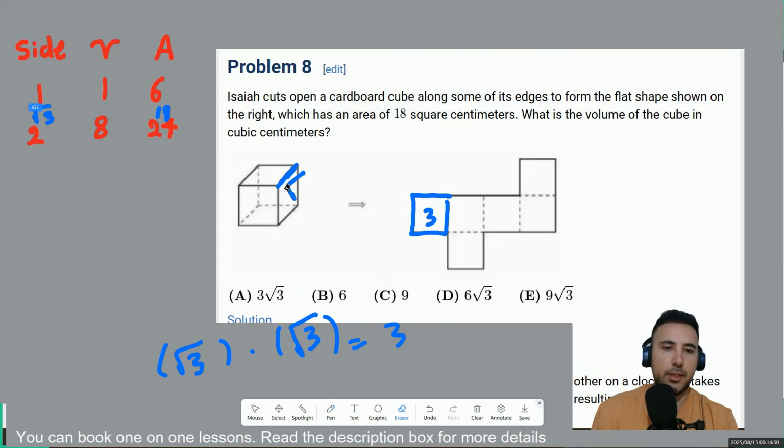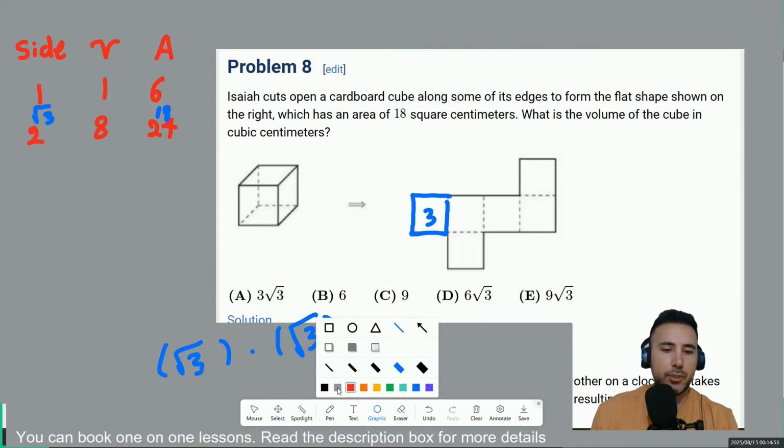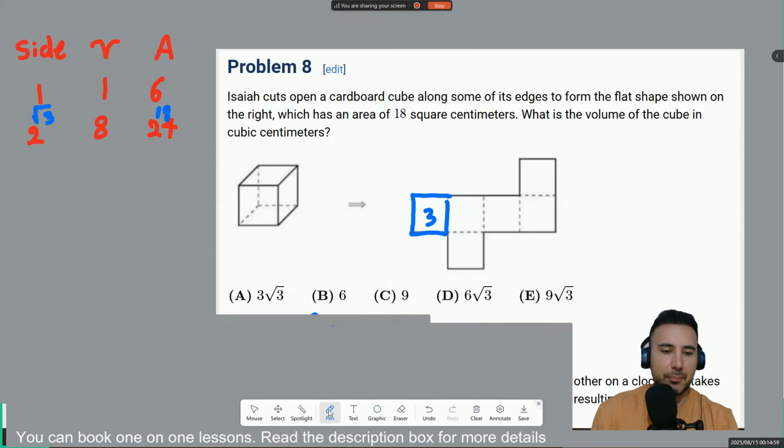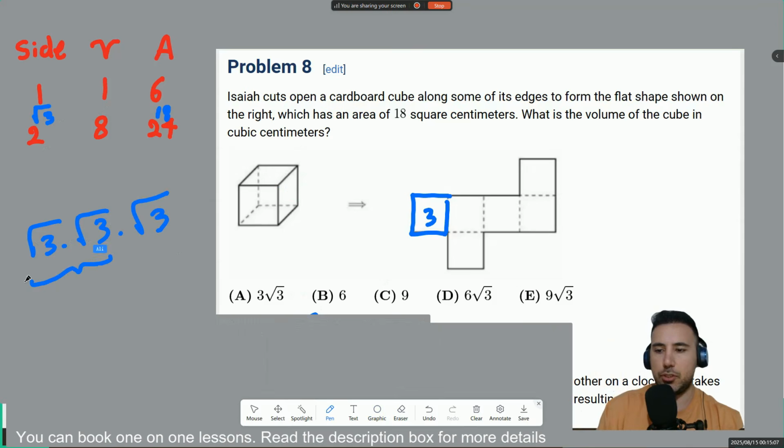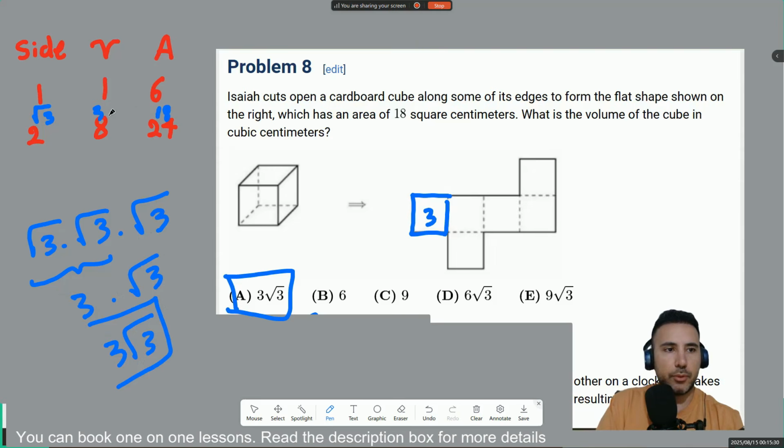We just need to multiply it 3 times. Root 3 times root 3, again multiplied by root 3. Which option would that be? So root 3 multiplied by root 3 multiplied by root 3. By definition, root a multiplied by root a is just a, right? It doesn't matter what that is. It's always, root 5 multiplied by root 5 is 5. So this is equal to 3 multiplied by root 3. This is equal to 3 root 3, which is this option. So 3 root 3.